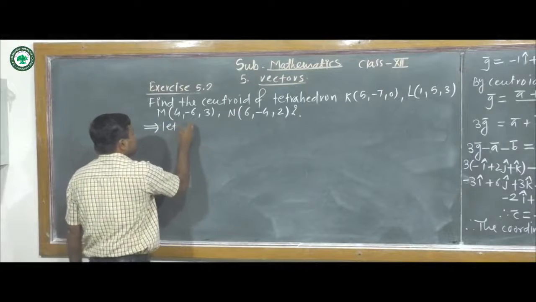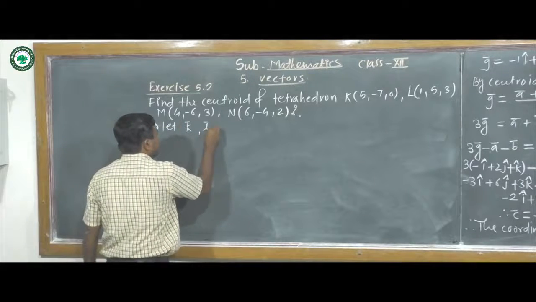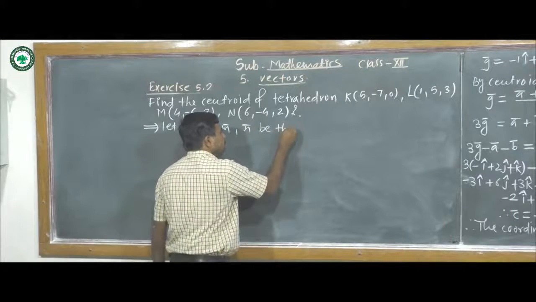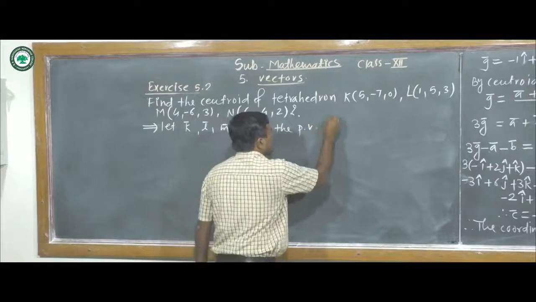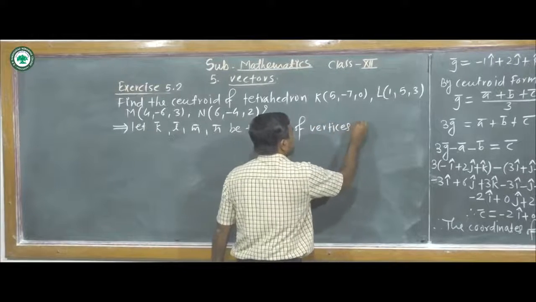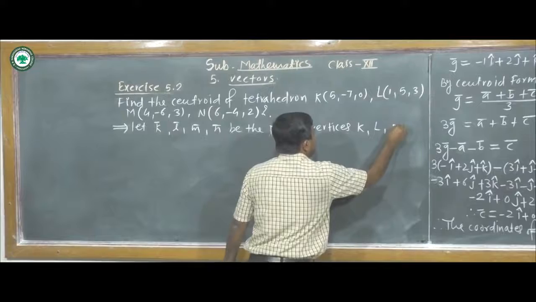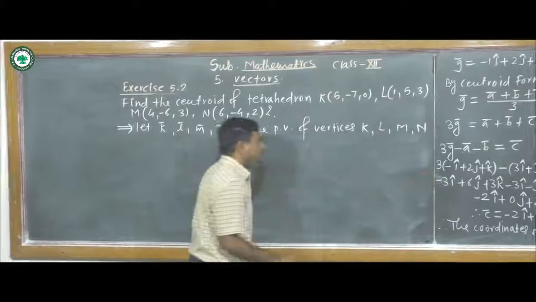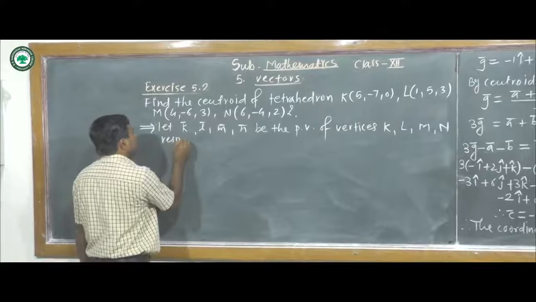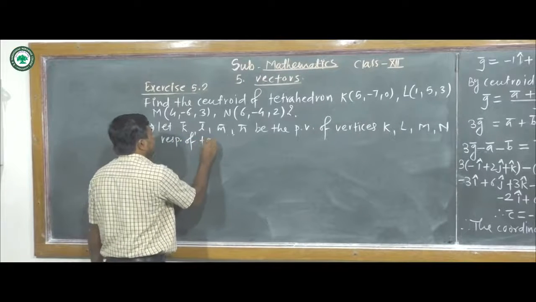Let small k bar, small l bar, small m bar, small n bar be the position vectors of the vertices K, L, M, N of tetrahedron KLMN respectively.